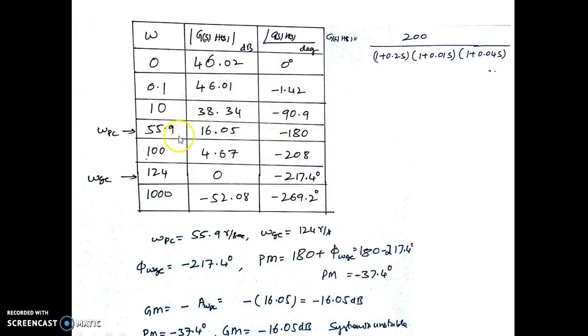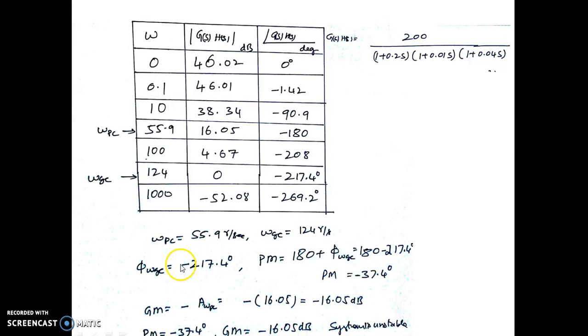It is interesting to note that at a particular frequency, which is omega pc, the phase happens to be minus 180 degrees. So this is omega pc, that is 55.9 radian per second. As we keep increasing the frequency, at 124 radian per second the magnitude becomes 0. So this happens to be omega gc. Since omega pc is coming earlier compared to omega gc, in the previous case we found that the system has to be unstable. So let us verify it. Omega pc is 55.9, whereas omega gc is 124.